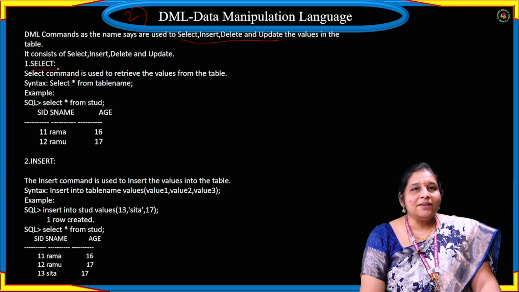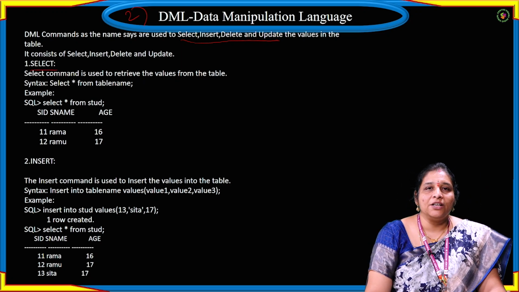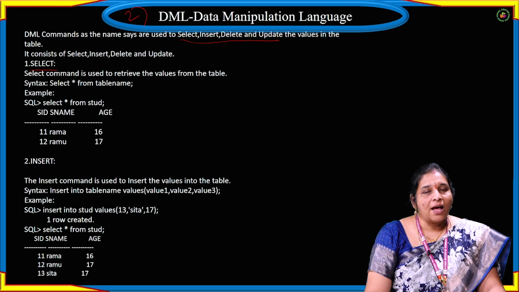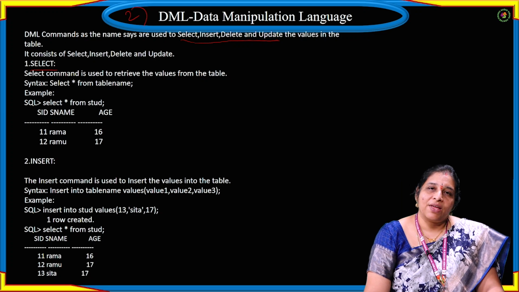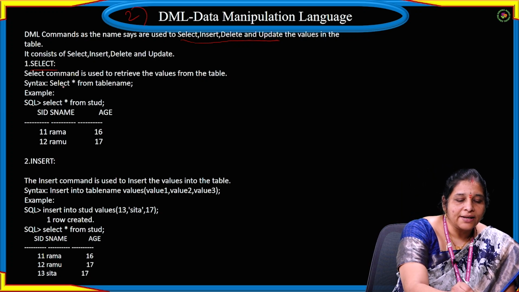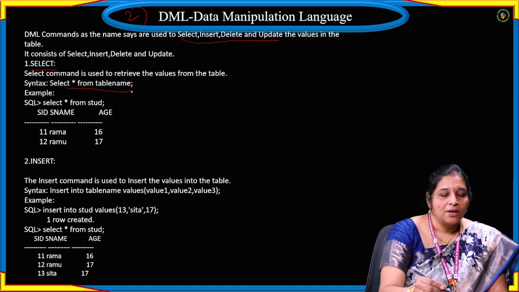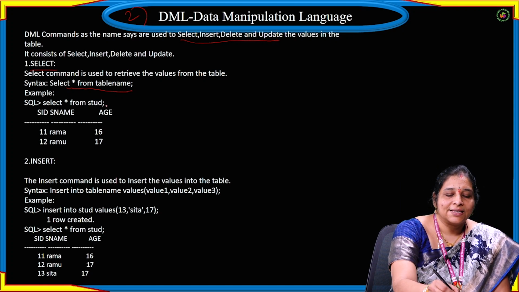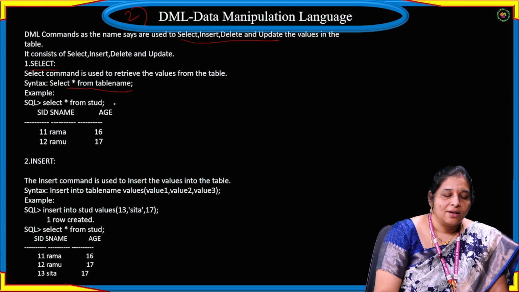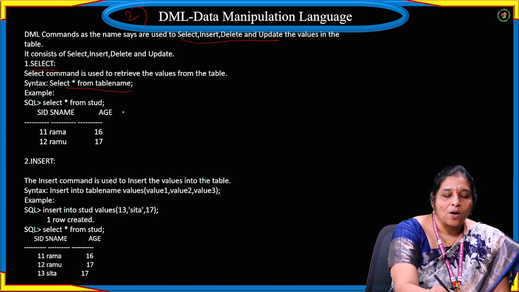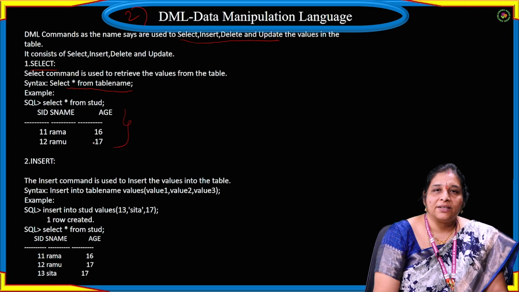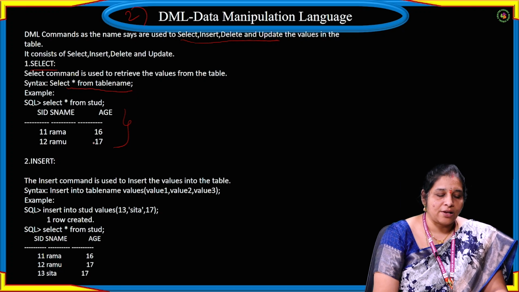The select command, as we have discussed previously, is used to retrieve the entire values from the table or specific values based on the given condition. The syntax is select star from table name. So I am going to write select star from student, and I am going to get SID, S name, age, the column names and the associated rows or associated values.